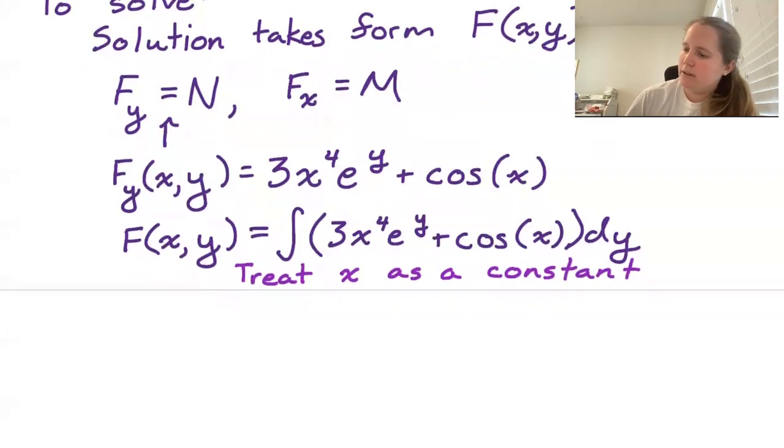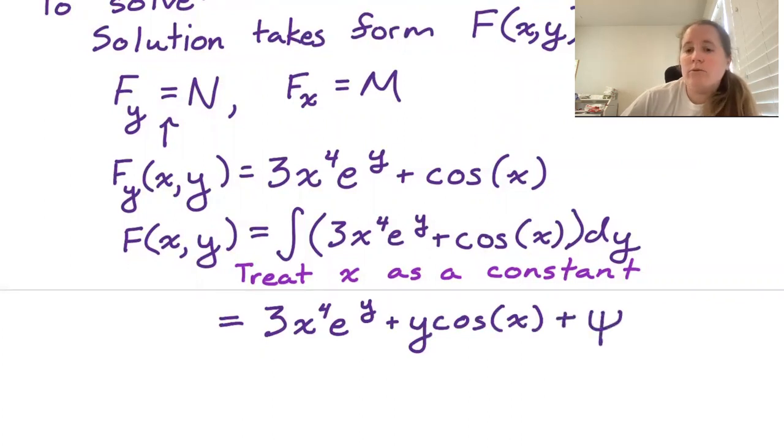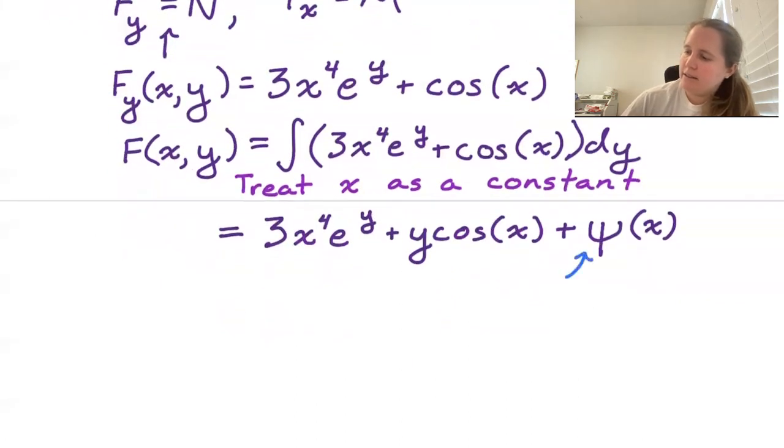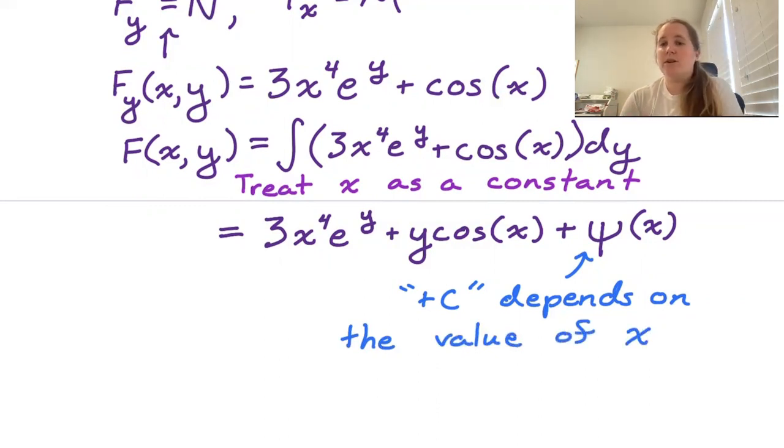When we take this integral, integrating with respect to y, this just is 3x to the fourth e to the y. 3x to the fourth acts like a constant. Integral of e to the y is e to the y. Cosine of x is acting like a constant. So we should wind up with plus y cosine x. And then again, we have a constant, and our constant will vary depending on which x we are working with. So once again, our plus c depends on the value of x. Viewing x as a constant, we were taking a whole bunch of different integrals. And so that plus c will depend on the value of x.